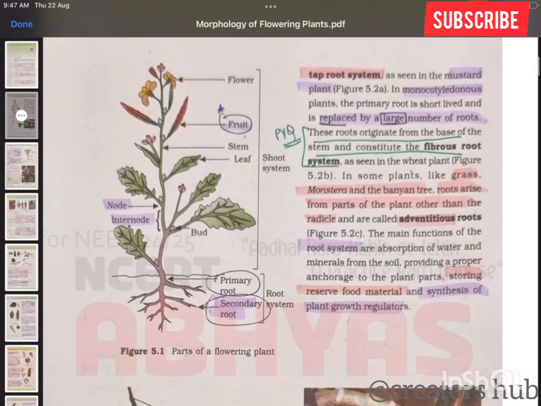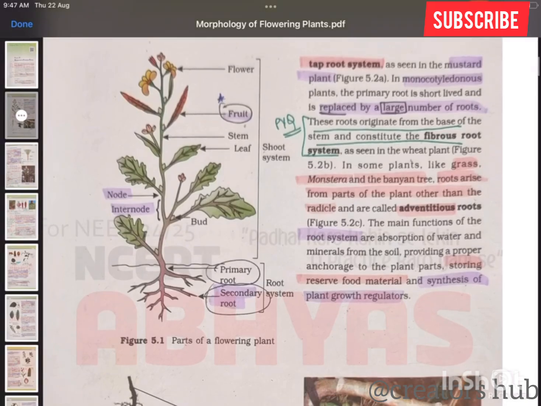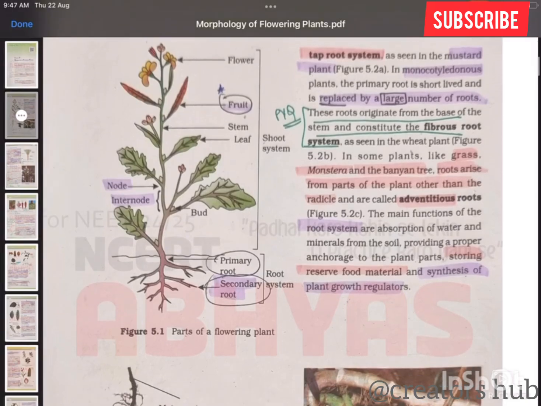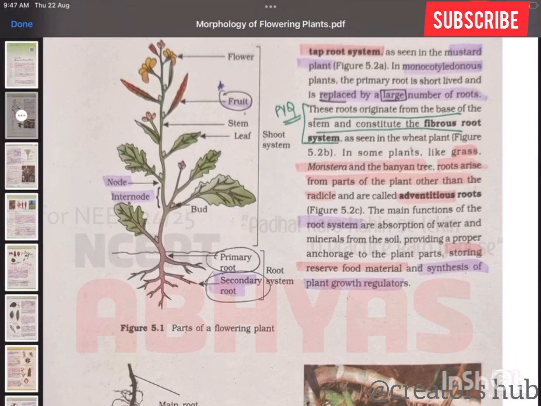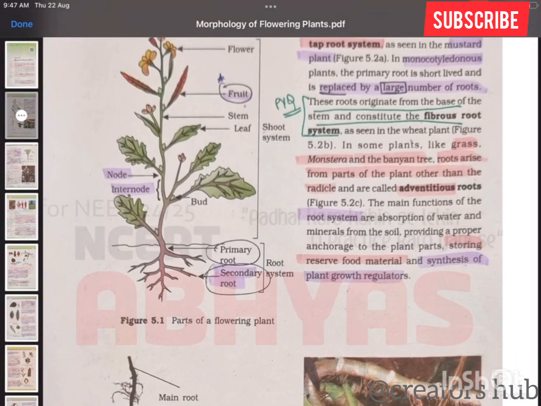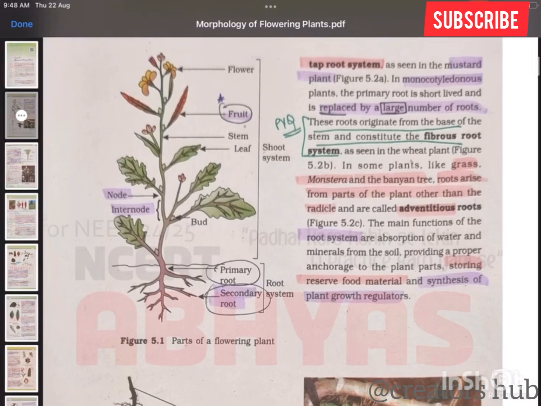In some plants like grass, Monstera and the banyan, roots arise from parts of the plant other than the radicle and are called adventitious roots. The main functions of the root system are absorption of water and minerals from the soil, providing proper anchorage to the plant parts, storing reserve food material and synthesis of plant growth regulators.